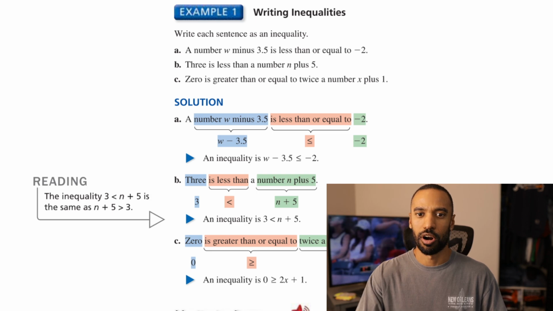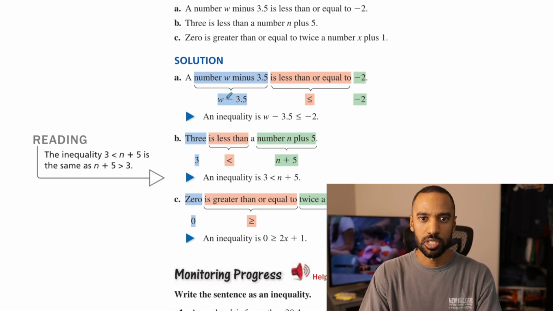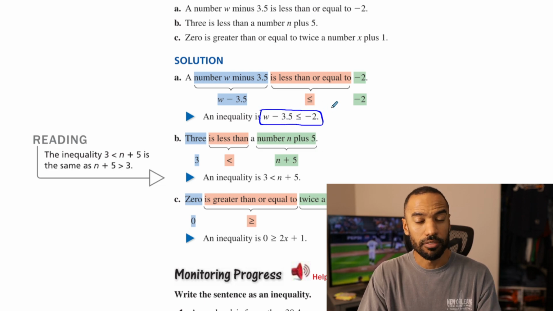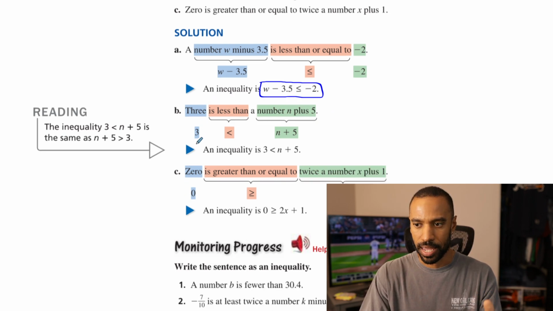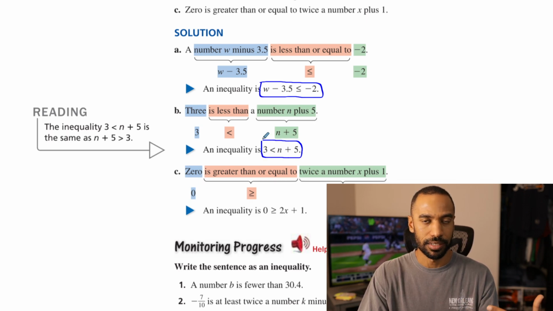So they break this down perfectly in color, and I want you to just be able to see these examples for what they are. A number w minus 3.5 is less than or equal to negative 2. So that's the way that we'll write that inequality. We're not solving these ones, by the way. We're just writing them, at least to start with. 3 is less than a number n plus 5. Boom.